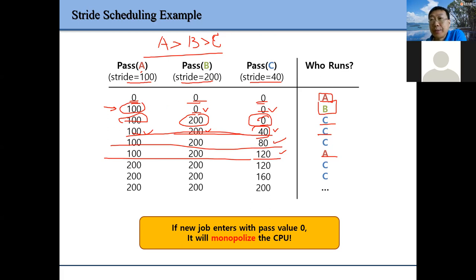Suppose our stride, A is 100, B is 200, C is 40. Relatively speaking, because it's inversely proportional to the ticket number, if B is scheduled once, relatively speaking, we should schedule A twice, right? Do you agree? In order to guarantee the CPU percentage, right?